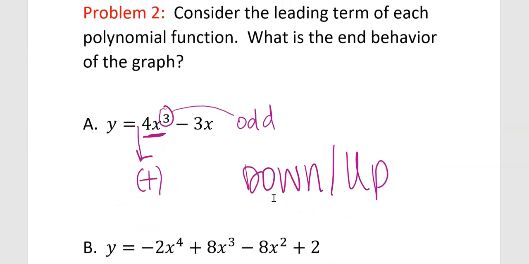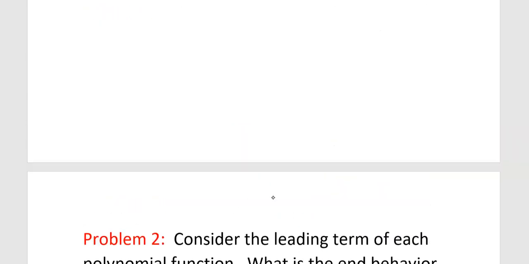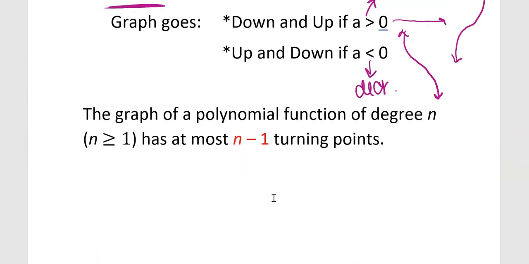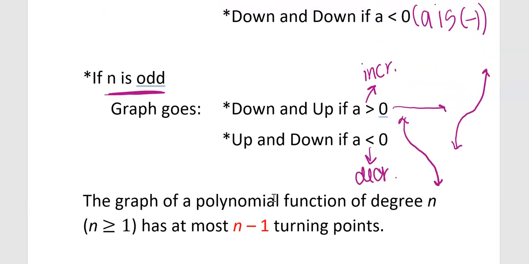The 3 is an odd number, so the exponent is odd. So we're going to go to this section right here. I'll go a little bit more. So we're going to the odd part. And then, is it positive or negative? Okay, it's positive, so I'm going by that first one.